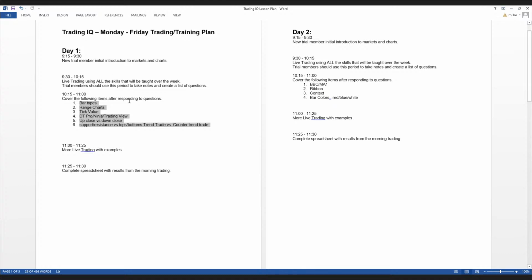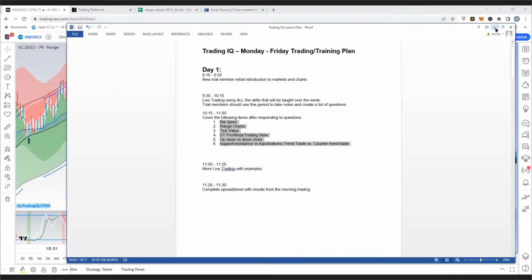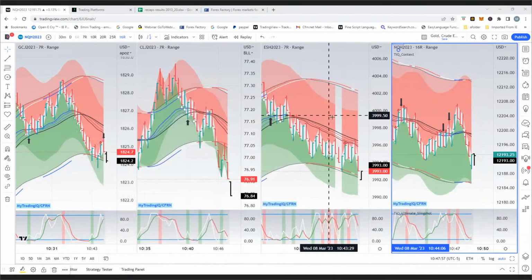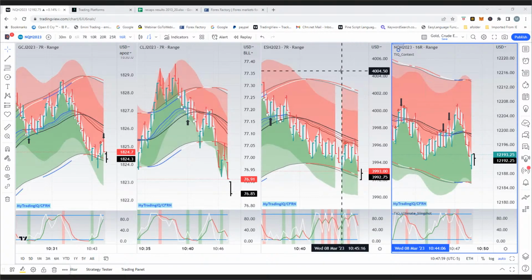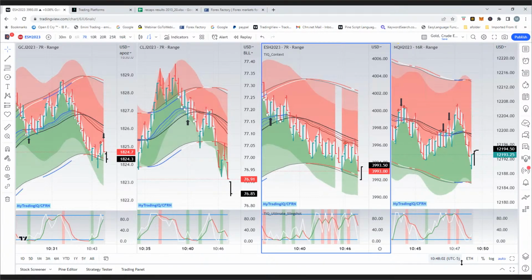This stuff right here is from day one. Now, we use range bars in here, and the reason we use range bars is, let me blow this up so you can see.